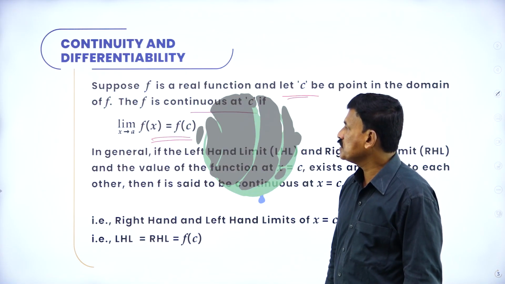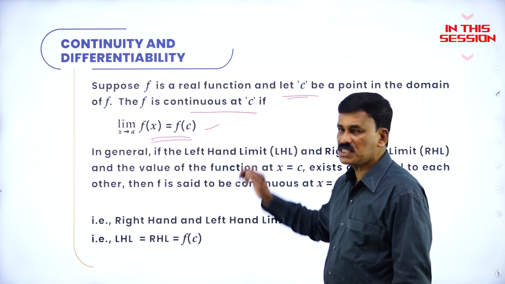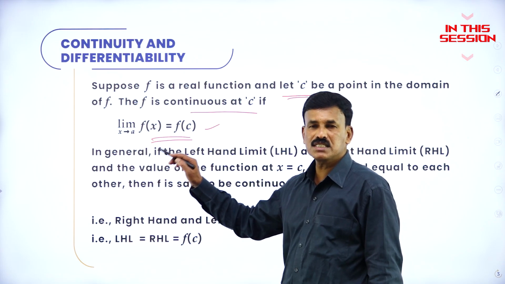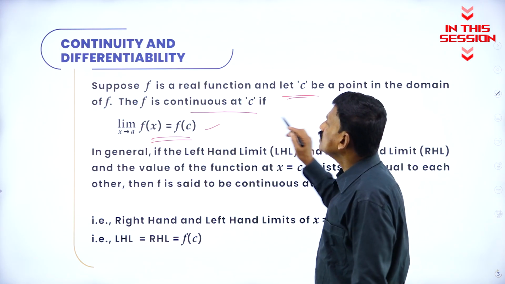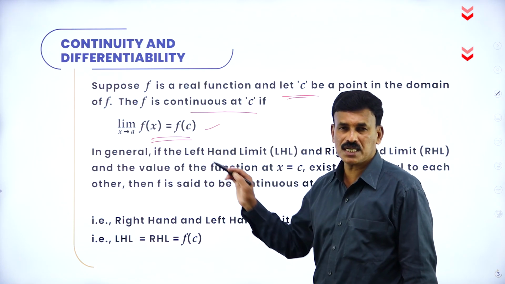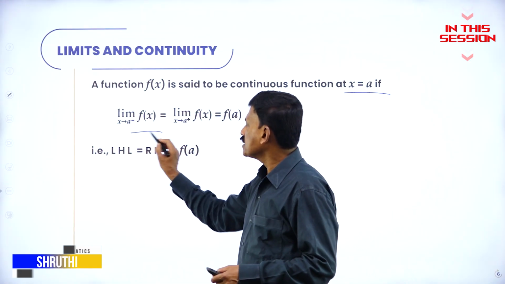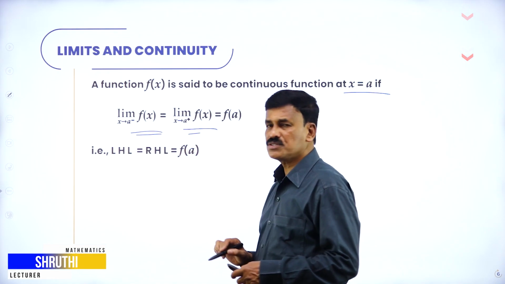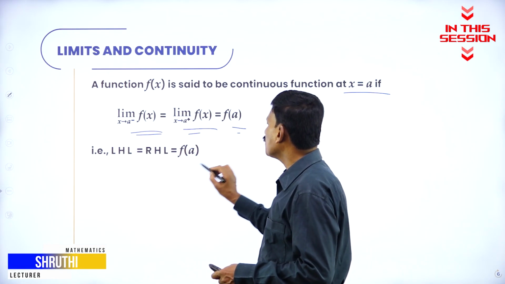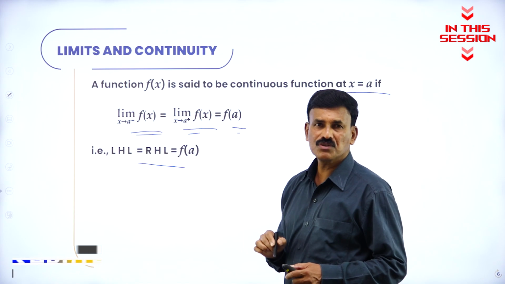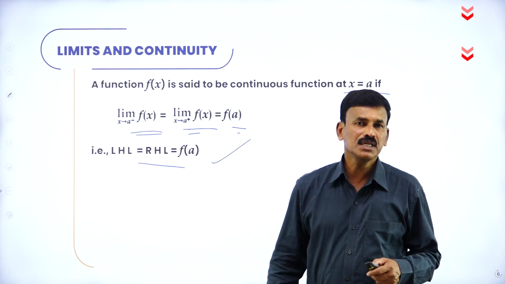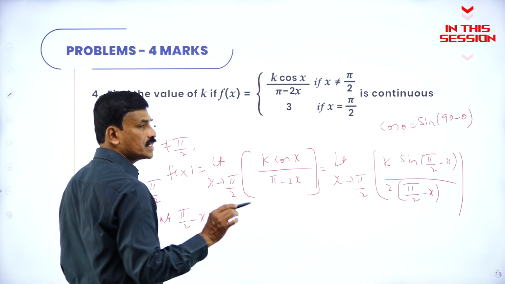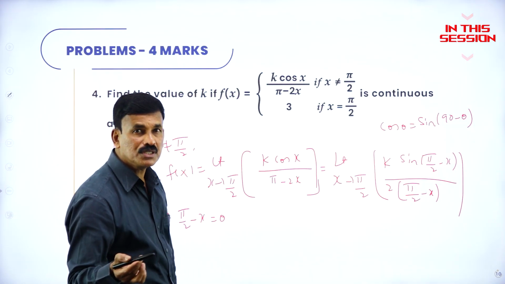If limit x tends to a of f of x is equal to f of c, that is, if the limit exists and the value of limit is equal to the functional value, then the function is said to be continuous at c. Limit x tends to a minus f of x is equal to limit x tends to a plus f of x is equal to f of a. That means left hand limit is equal to right hand limit is equal to functional value, then the function is said to be a continuous function. Whenever substitutions are taken, the value of limit also changes.